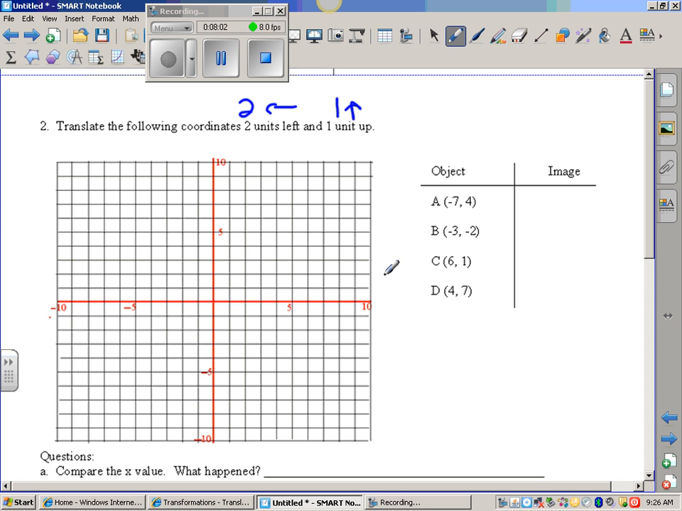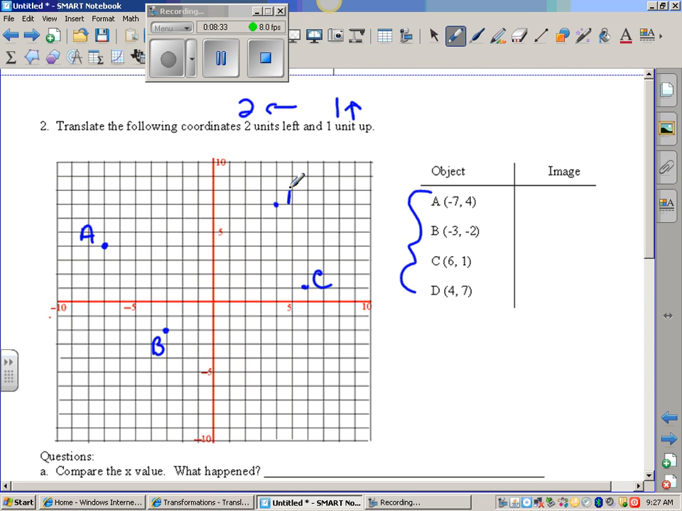so you don't have to read the same thing 100 times. So you always start off by graphing your object. Again, object just means original in this case. So we're going to walk to -7 and up to 4. 1, 2, 3, 4. Do not forget to label. B, we're going to walk to -3. 1, 2, 3. Fall to -2. There's my B. C, we're going to walk to 6. Climb to 1. C. And D is 4, 7.